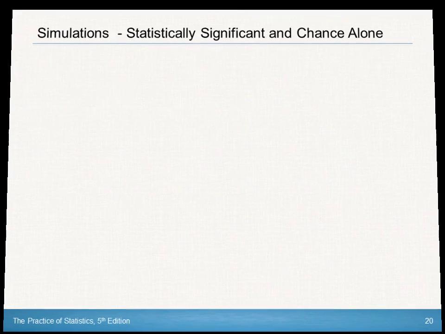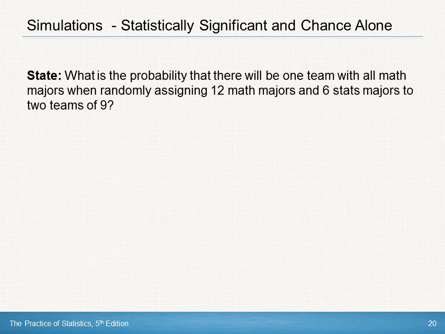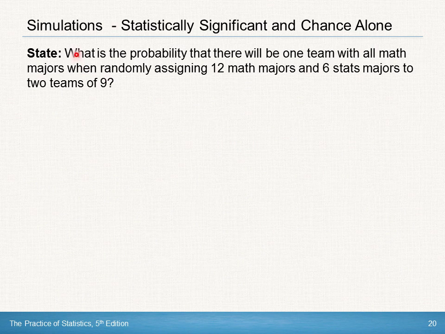majors. Okay, so what will the state look like? How's that going to look different than the other 2 questions that we looked at? So the state is, what's the probability that there will be one team with all math majors when randomly assigning 12 math majors and 6 stat majors to 2 teams of 9.